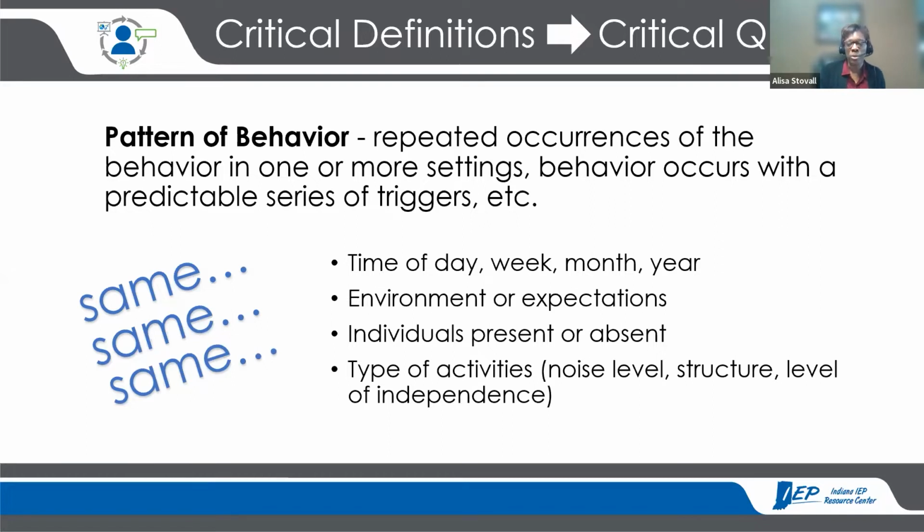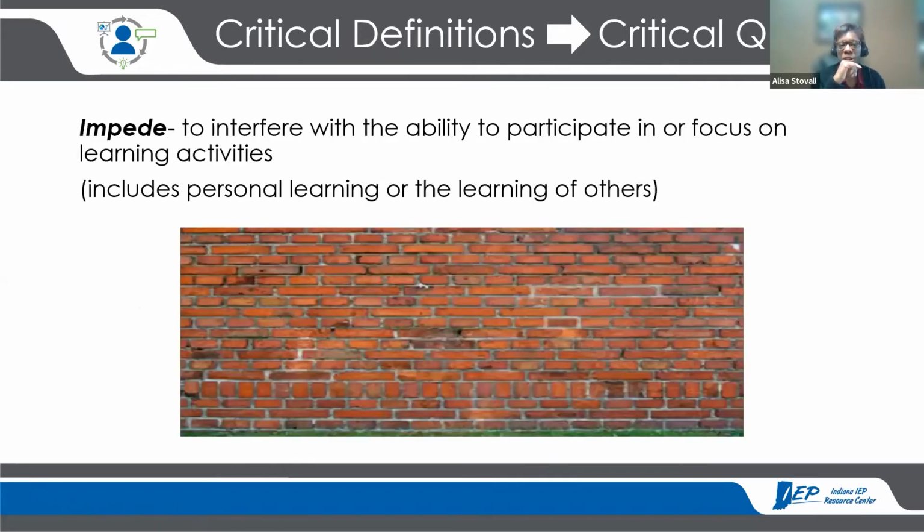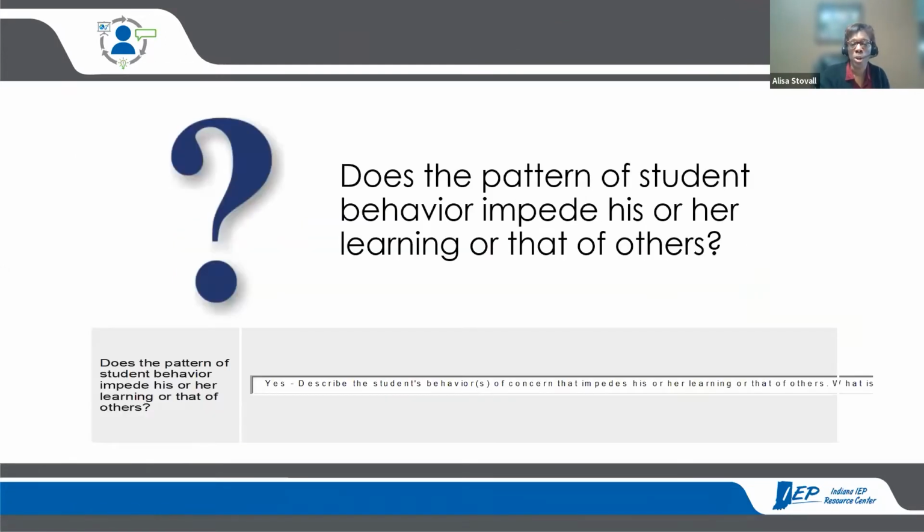Those are patterns of behavior that can push us towards the answer to, is this really a behavior of concern? The second definition, also found in the IEP system, is impeding, which we've defined as interfering with the ability to participate in or focus on a learning activity. And that can be my learning, or it could be someone else's learning. So with those two definitions, the question for your team becomes, does the pattern of the student's behavior impede his or her learning or that of others?